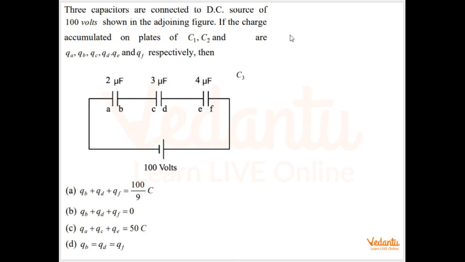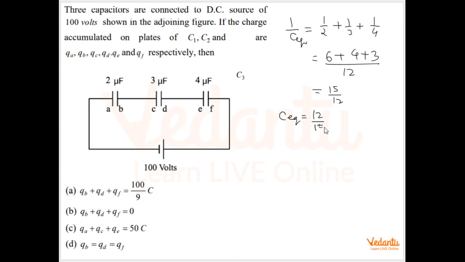So first of all, I will calculate the equivalent capacitance. Equivalent capacitance, my dear bacha log, will just be 1 by 2 plus 1 by 3 plus 1 by 4. That will be equal to 6 plus 4 plus 3 by 12. That is equal to 15 by 12, which gives me C equivalent is equal to 12 by 15 or 4 by 5. Okay. Very nice.